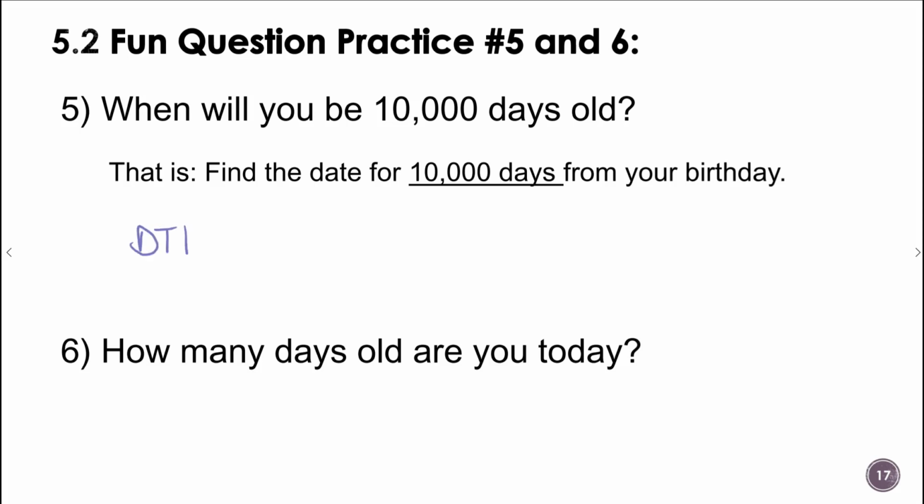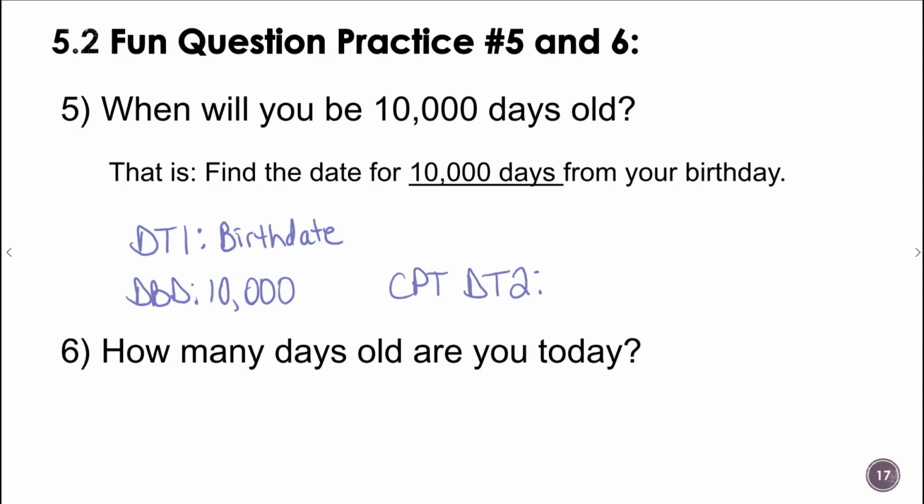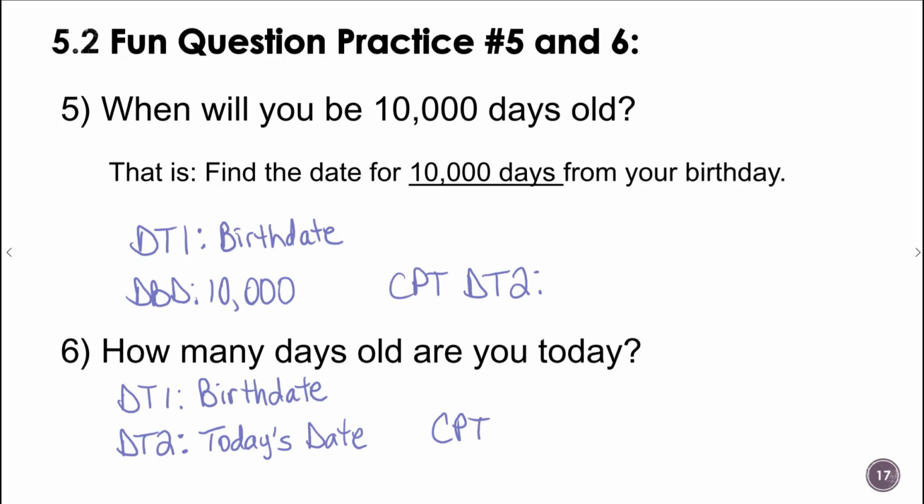But basically, you would put in DT1 would be your birth date. DBD would be 10,000. And then you would compute DT2. If you're going to say how many days old are you today, then DT1 would be your birth date. DT2 would be today's date. And then you would compute DBD.